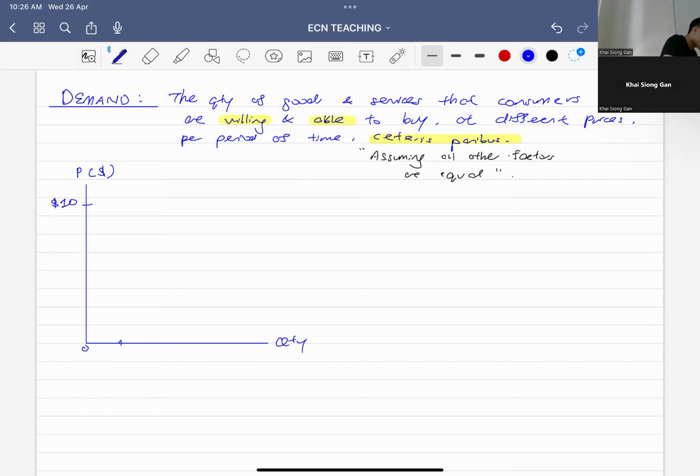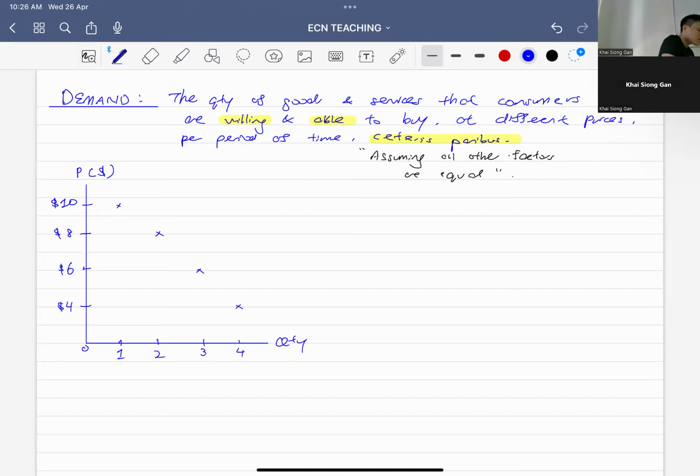Initially, when the price of the ice cream is very high at $10, there's only one person who is willing to buy. When the price of the ice cream falls to, let's say, $8, there are about two people who are interested to buy. When the price falls to $6, there are about three people interested to buy. And when the price falls to $4, there are about four people interested to buy.